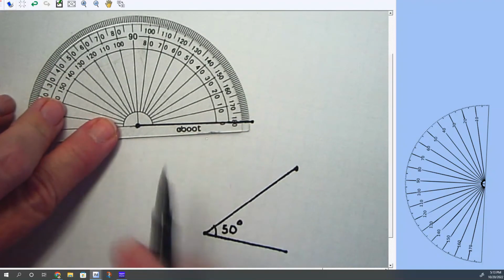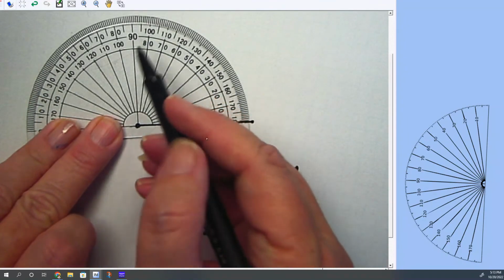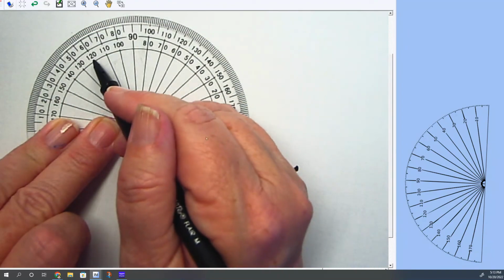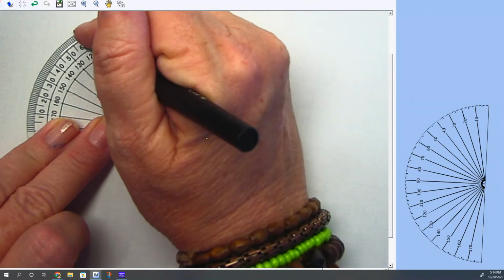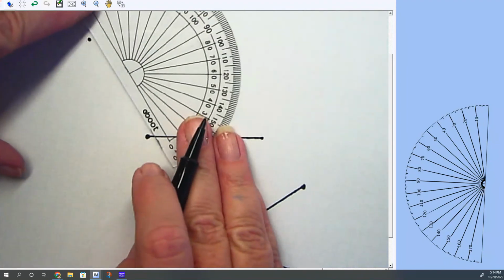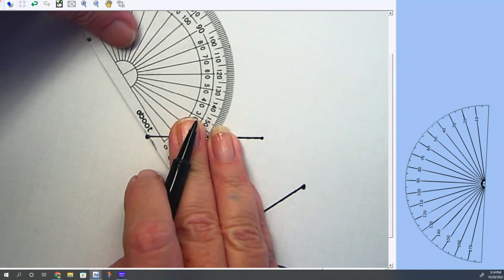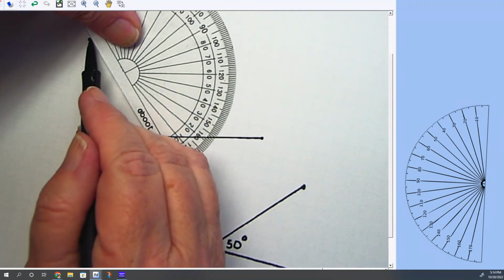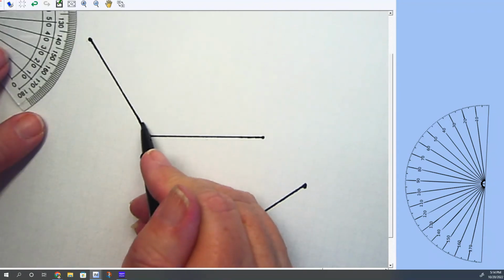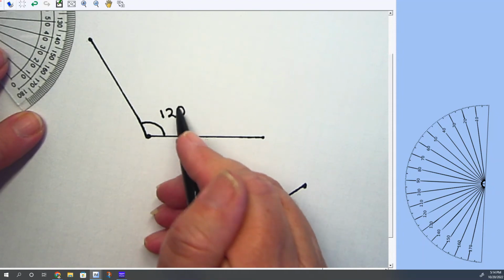And then I'm going to put that vertex right underneath. And now I've got it under a 0 line. And I'm going to go all the way up, all the way around to 120, which is right there. So I'm going to put a dot right there. And then I can just connect the dots between my vertex and my point using any straight edge. And now I know that I have an angle that measures 120 degrees.